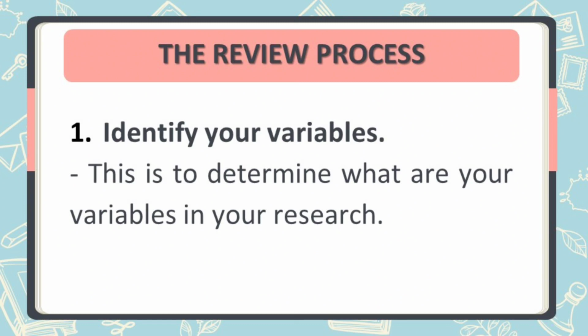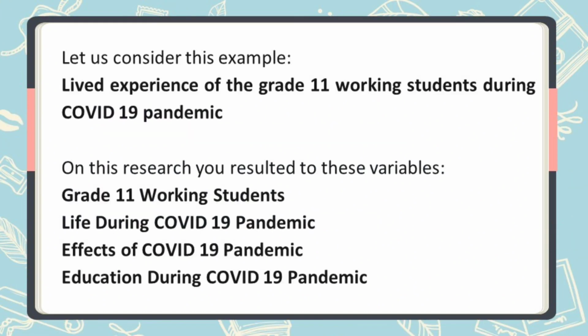First, identify your variables. This is to determine what are your variables in your research. Identify the variables and use this as keywords or key phrases so you can search for literatures and studies about your topic. Let us consider this example.